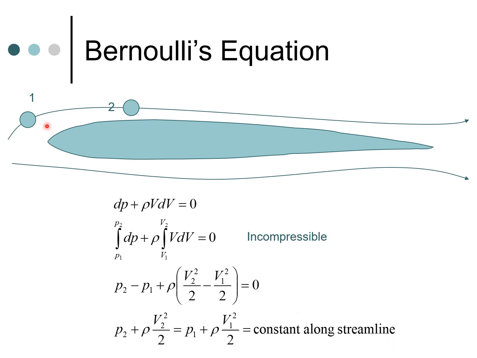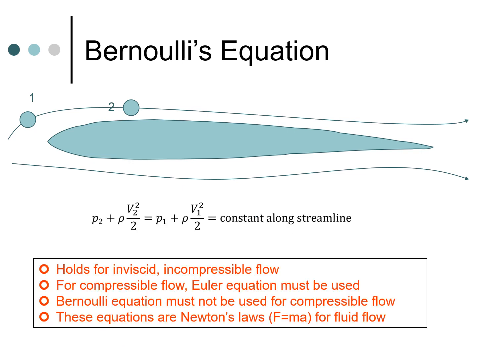Now knowing this equation, if I knew P1, V1 and V2, I could calculate P2. So if I know any three of these variables, I can calculate the fourth variable. We can see that this Bernoulli's equation holds for inviscid incompressible flow. Remember, in deriving the Euler's equation, we did not account for friction, so it became inviscid. And in deriving Bernoulli's equation, we took rho to be constant, so it became incompressible. For compressible flow, Euler's equation must be used. Bernoulli's equation should not be used for compressible flow.